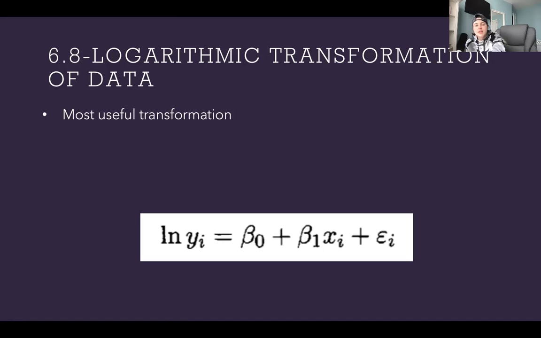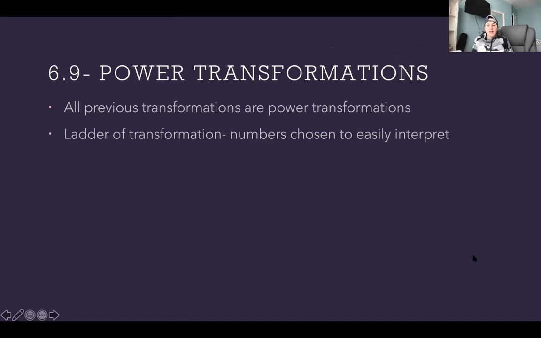Section 6.9 is going to talk about another type of transformation, which is the power transformation. All the previous transformations that we have spoken about so far can be classified as power transformations as a whole. Power transformation is the big term for all the transformations that we would do. The logarithmic and the square root fall under the power transformation category. We would raise the response variable y and/or some predictor variables to a power.